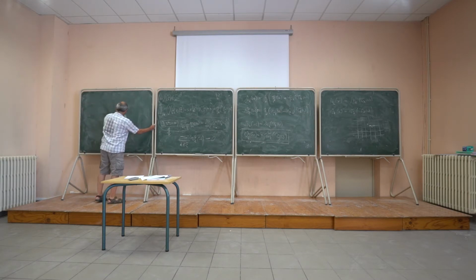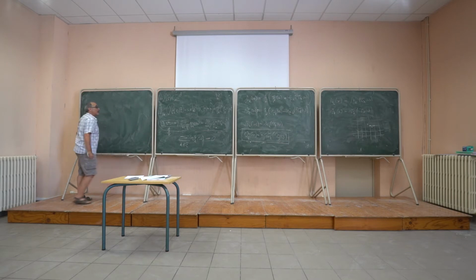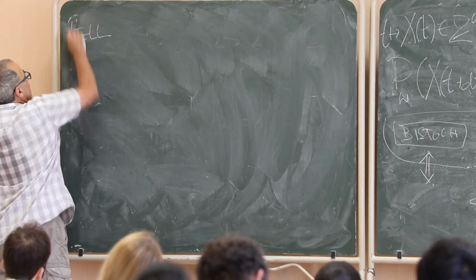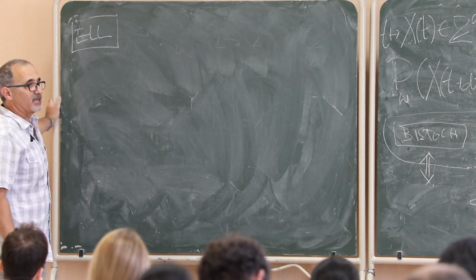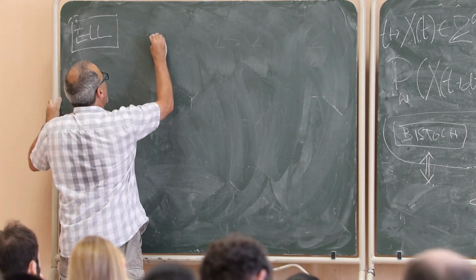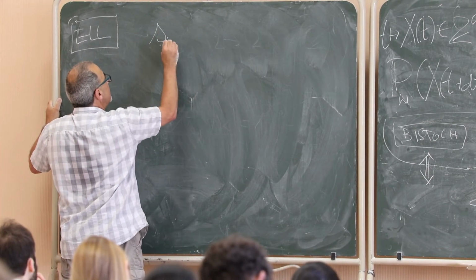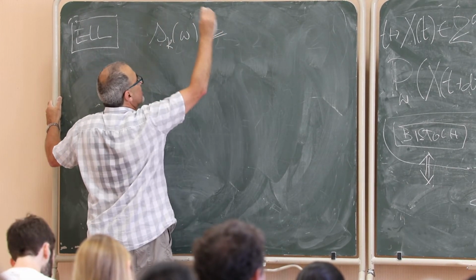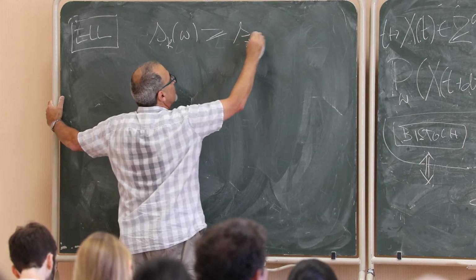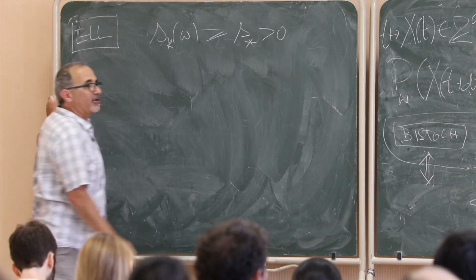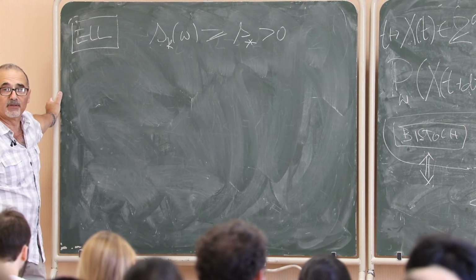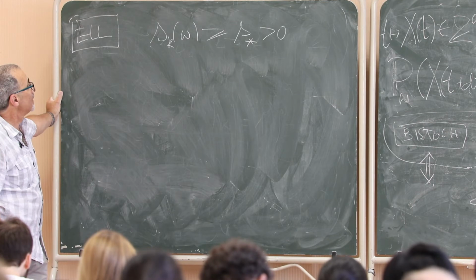Another assumption I make is ellipticity. Ellipticity means the following, that S sub k omega for all k's is larger than or equal to some lower bound which is strictly positive. So the symmetric part of the jump rates is bounded below by a positive number. That's what we call ellipticity. Right?